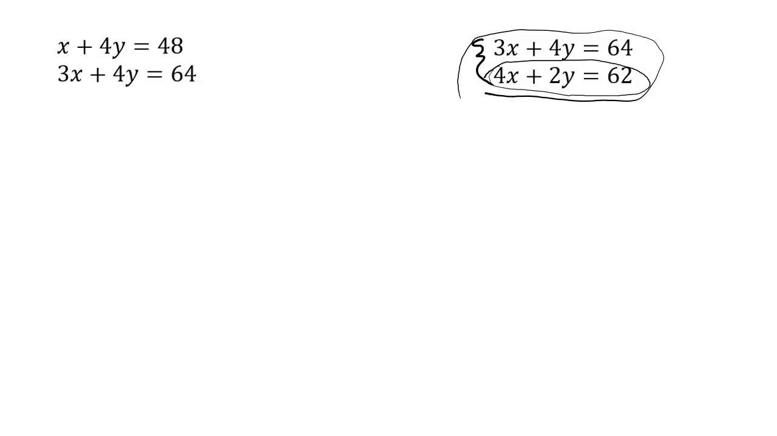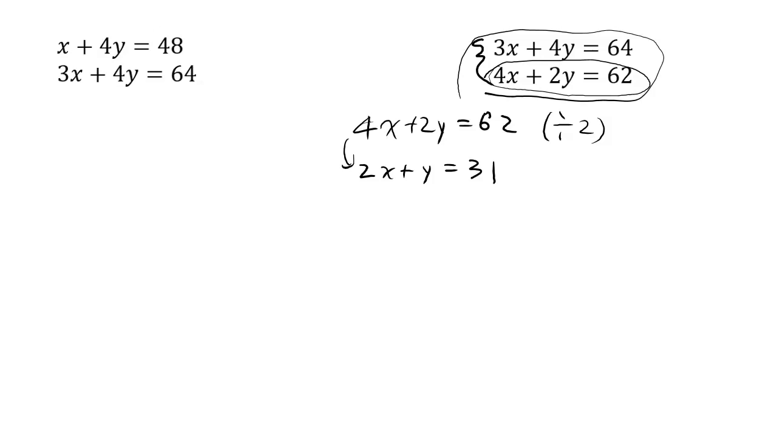All right, so you have 4x plus 2y equals 62. Now, notice that everything here is divisible by 2. Sometimes that's really good to know. If you can divide everything by the same number and simplify, that's an easy way to solve an equation. So 4 divided by 2 is 2, 2 divided by 2 is 1, 62 divided by 2 will be 31. So this is how you simplify the equation. And then once you have simplified, it's really easy to see that if you subtract 2x from both sides, you end up with y equals 31 minus 2x.